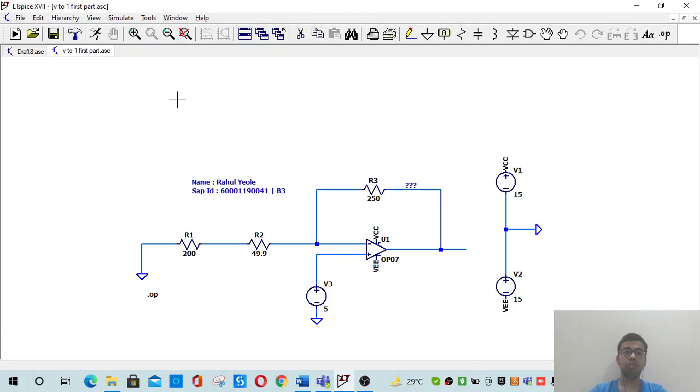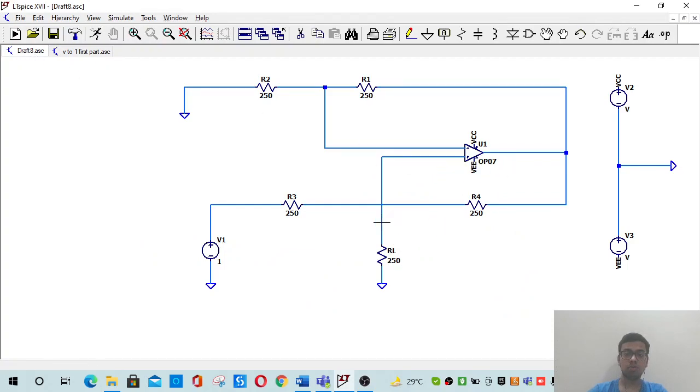Today we will be doing V2I converter. There are two types of V2I converters. First one is a floating load and second one is the grounded load. What we are currently seeing on the screen is the floating load type, and here we will be seeing the grounded load type. This is called the grounded load because the load over here is grounded.